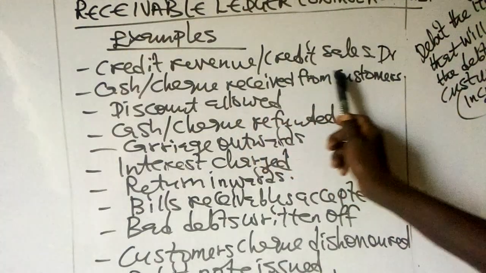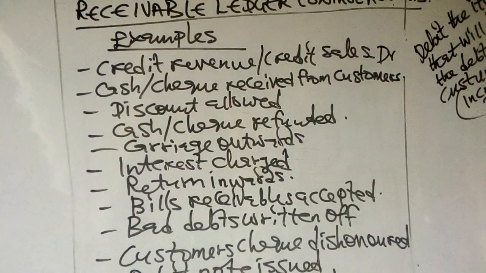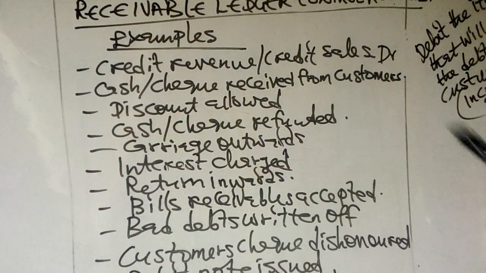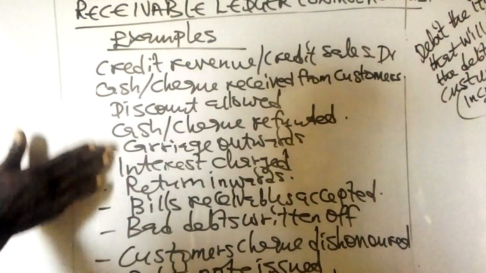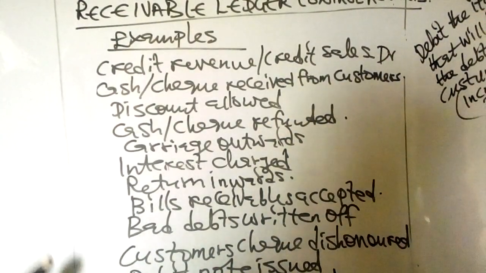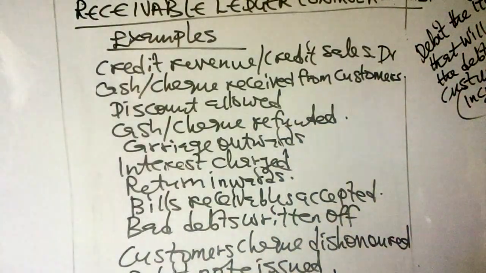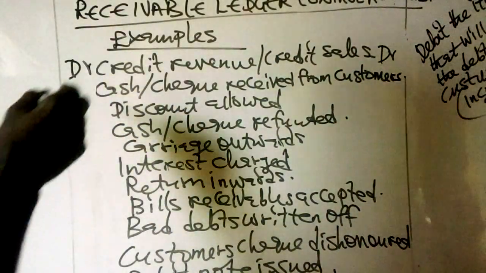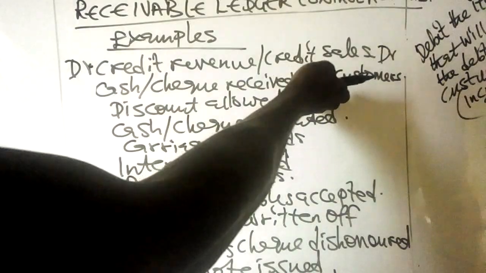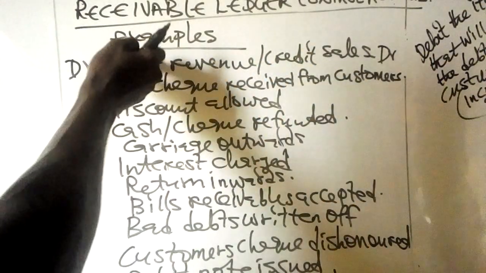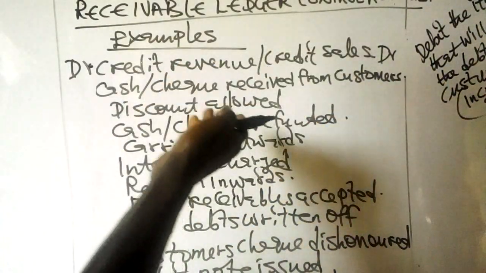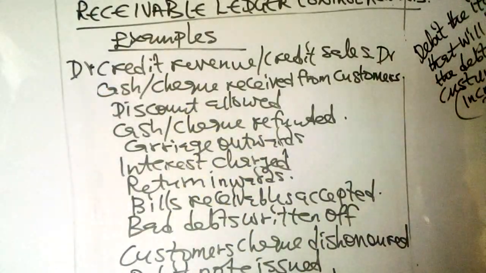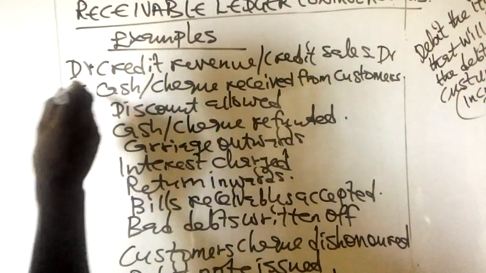Cash received from customers. Part of the amount the customers were owing has now been paid by the customers. Then you have the cash received from customers. I've told you that the credit revenue should be debited. The cash received from customers, since the cash was received, part of what they were owing has been paid by the customers. That means the amount the customers were owing will reduce. So you are going to credit it.